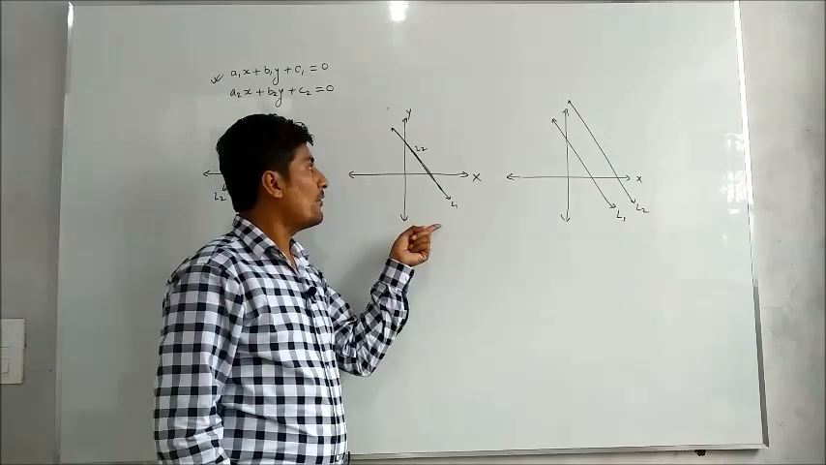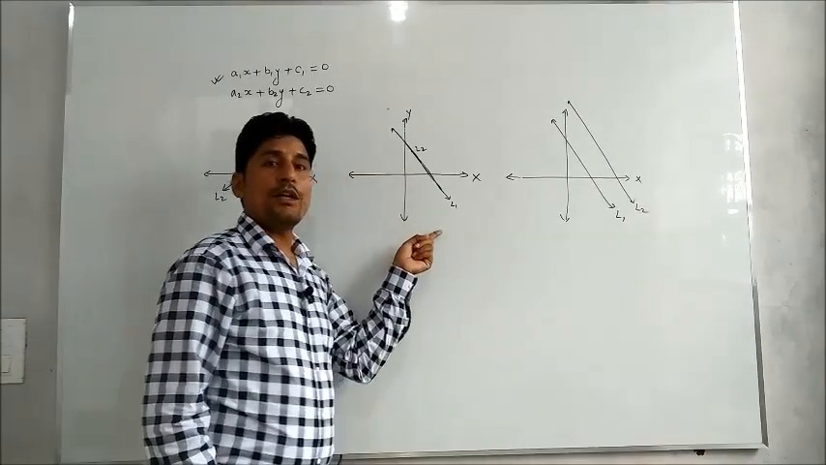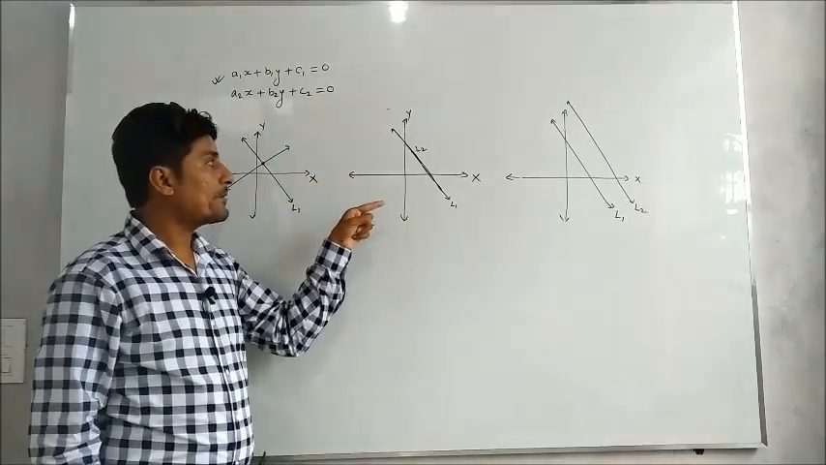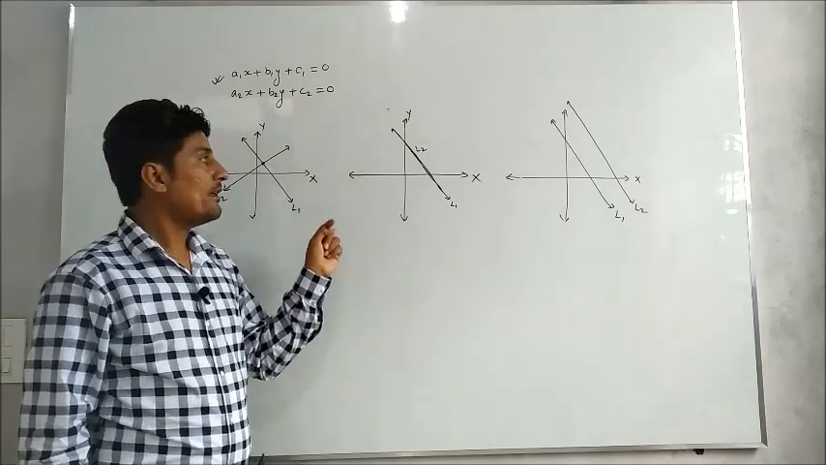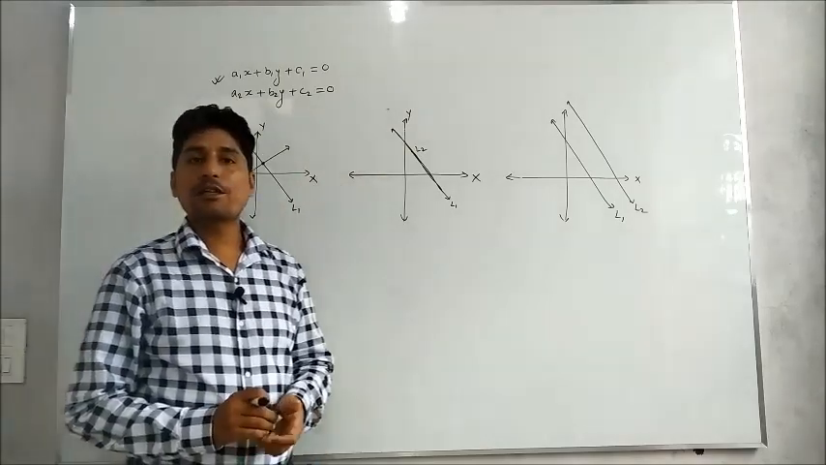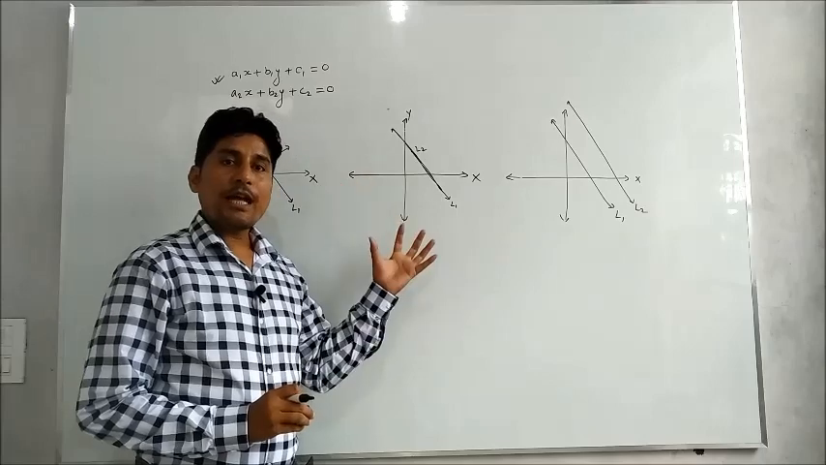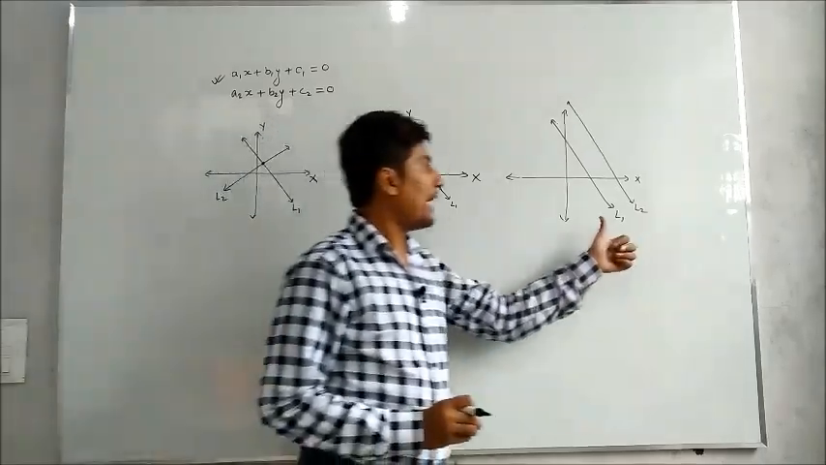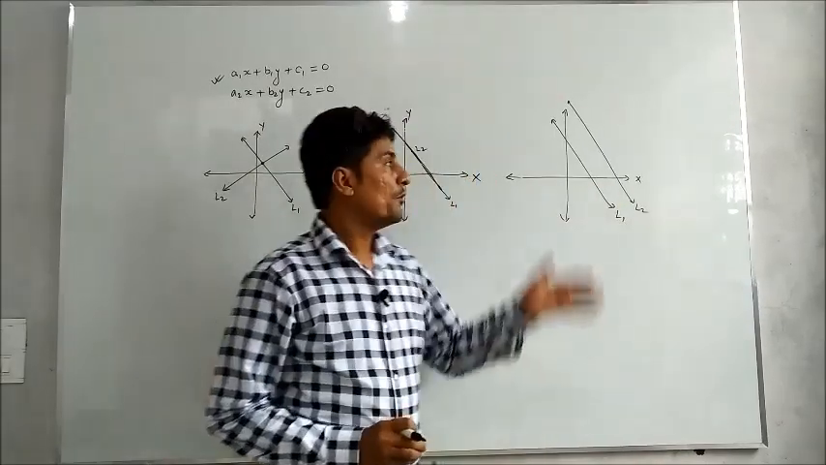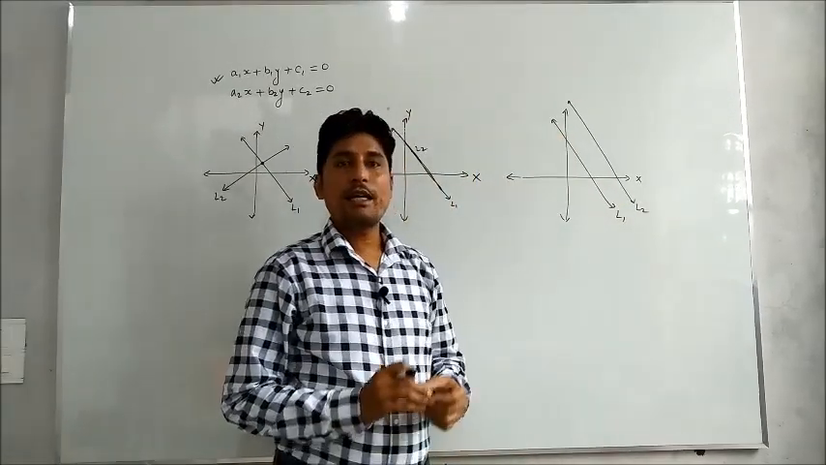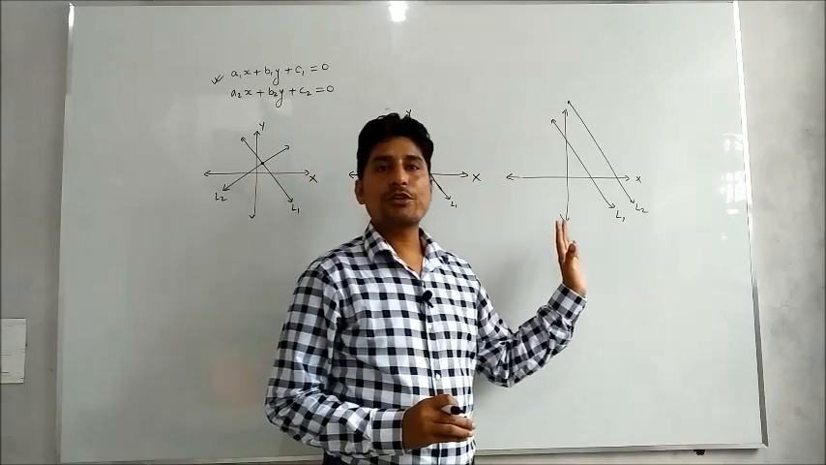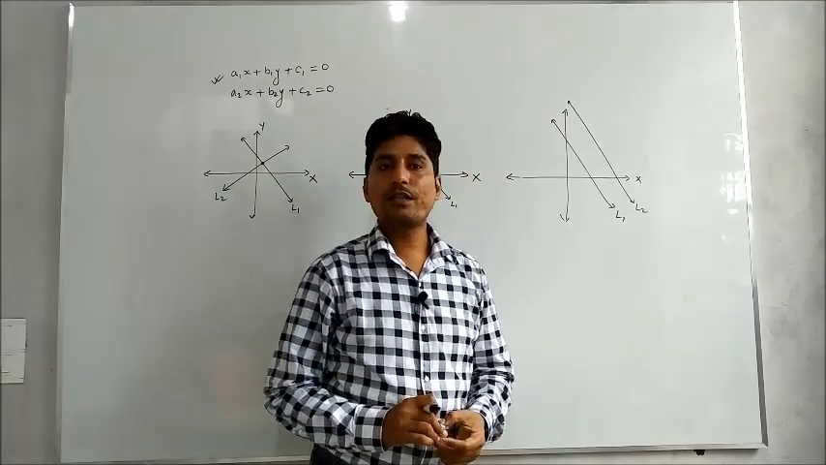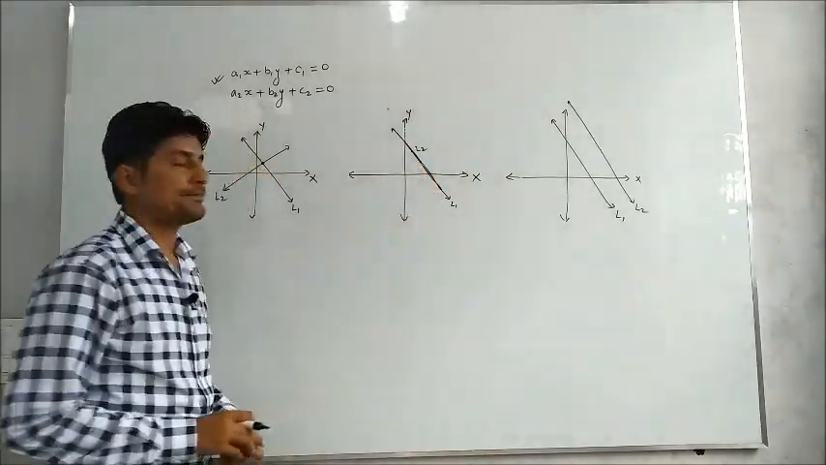If line L1 and line L2 coincide, meaning one line is passing through the second line, then this type of system of linear equations will have infinite number of solutions, meaning more than one solution. If line L1 and line L2 are both parallel, there will be no solution for that kind of system of linear equations in two variables.